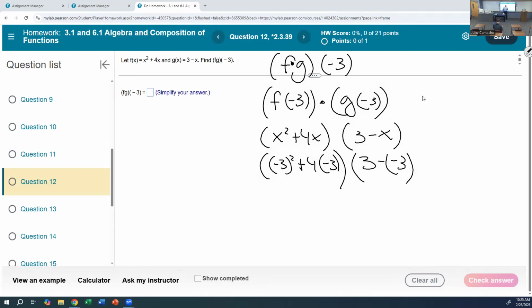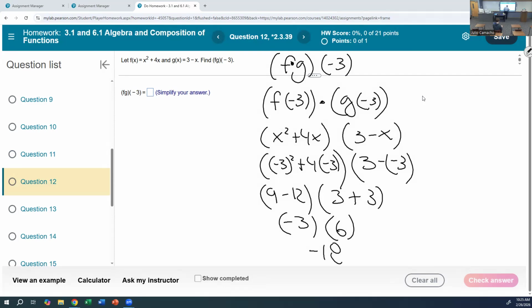So let's clean up here. Negative 3 to the second power is positive 9. And then you have a positive 4 times a negative 3, which is negative 12, times 3 plus 3. And then 9 minus 12 is negative 3. Negative 3 times 6. So the final answer will be negative 18. That is your final answer.